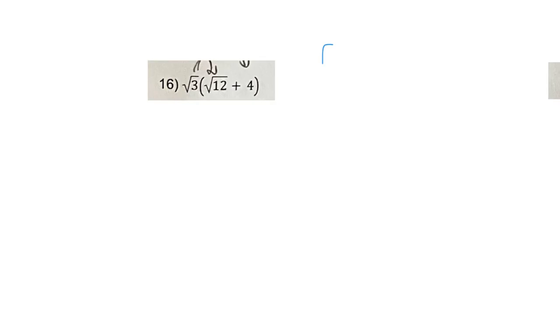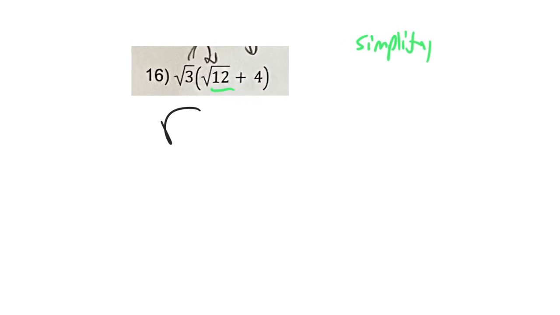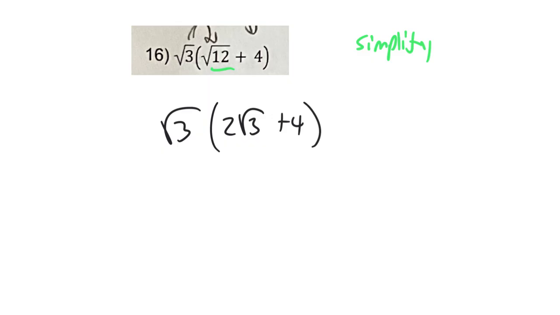Same kind of deal, right? My directions were simplify first, right? So always simplify first. Okay. Now, what do I mean by that? Well, that radical 12, couldn't this be rewritten as 2 radical 3 plus 4? I feel like that could. So then distribute after that. Okay. So that would be 2 times 3 plus 4 radical 3.